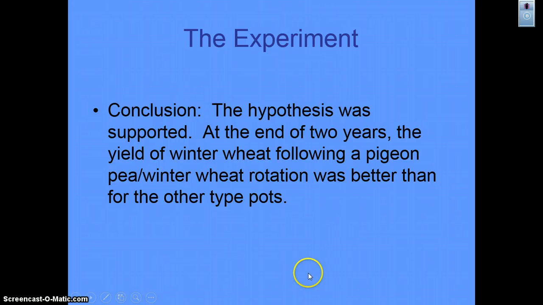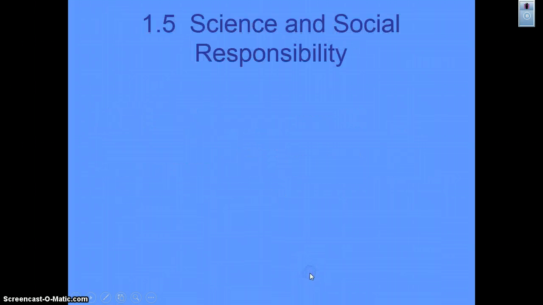At the end of the years, the yield of winter wheat following a pigeon pea winter wheat crop rotation was better than the other types of plants.